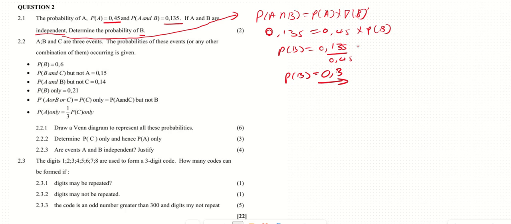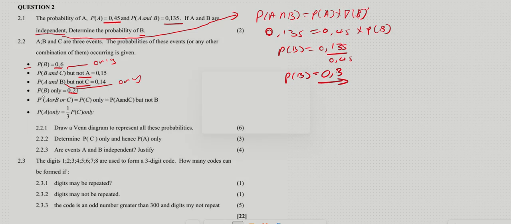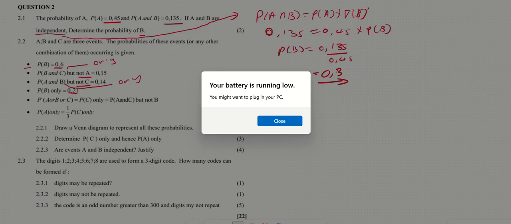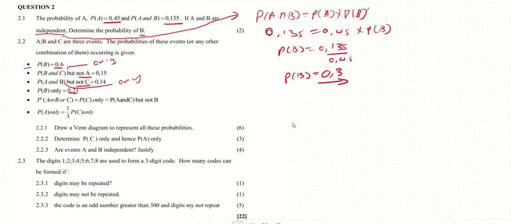2.2: A, B, and C. There are three events. The probabilities of these events or any other combination of them occurring are given. First bullet, probability of B is 0.6. Probability of B and C but not A, meaning B and C only, is 0.15. Probability of A and B but not C, again this implies A and B only, is 0.14. Probability of B only is 0.1. Probability of the complement, which means not A or B, is equal to C but not B, meaning again that it is C only.